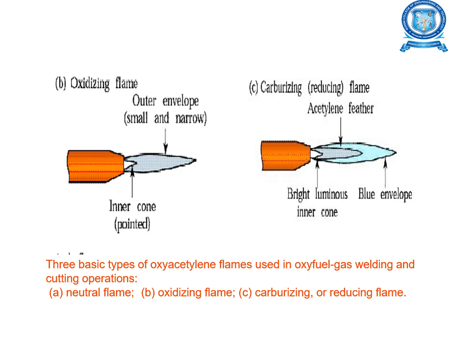That is, you have a bright luminous inner cone and a blue envelope, and you have this acetylene feather inside the blue envelope. So these are the three basic types of oxyacetylene flames used in oxy-fuel gas welding and cutting operations.